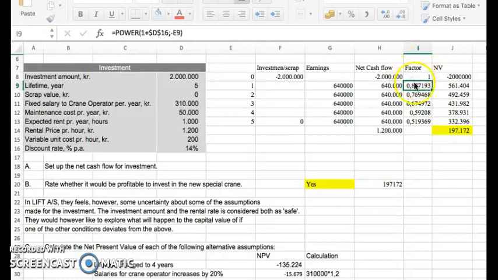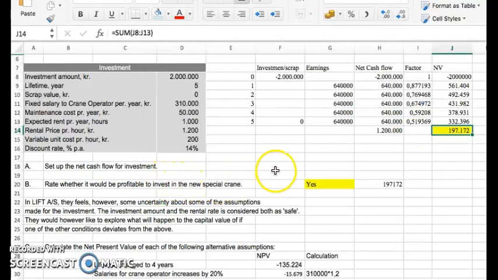So this will give us the factor 0.877, and the net cash flow needs to be multiplied with this in order to give us the net value. The net value, when we go all the way down after year 5, will actually tell us whether this is a profitable investment or not. In this case, would it be profitable to invest in the new special crane? Yes, it would, because we would have a net present value of 197,172 after year 5.